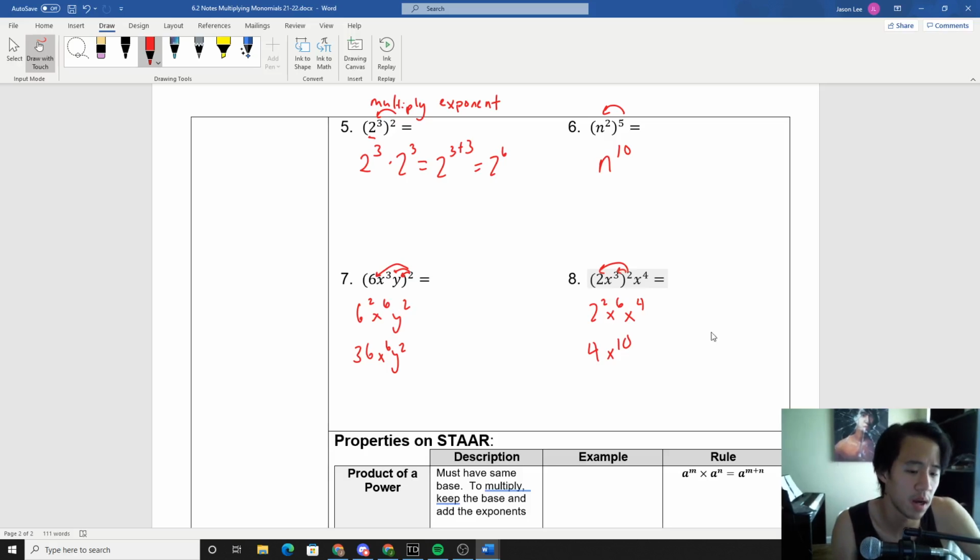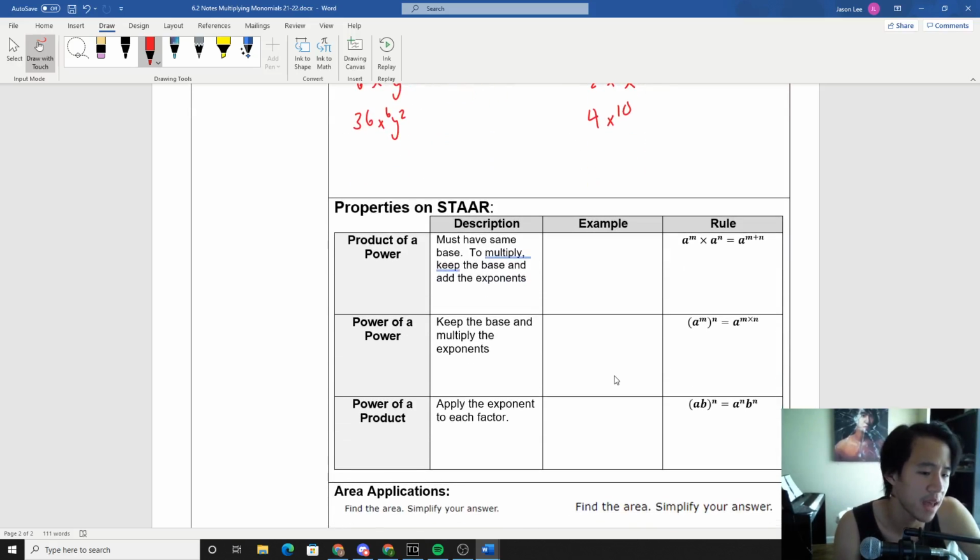Okay, so this is what you're going to have on your star chart, basically. You're going to have these rules, and it's maybe slightly confusing as to what they mean, just because it's a whole bunch of letters. But basically, this first one is saying if they have the same base, you can add the exponents. So for example, if I have x to the 5th times x to the 7th, that's x to the 12th.